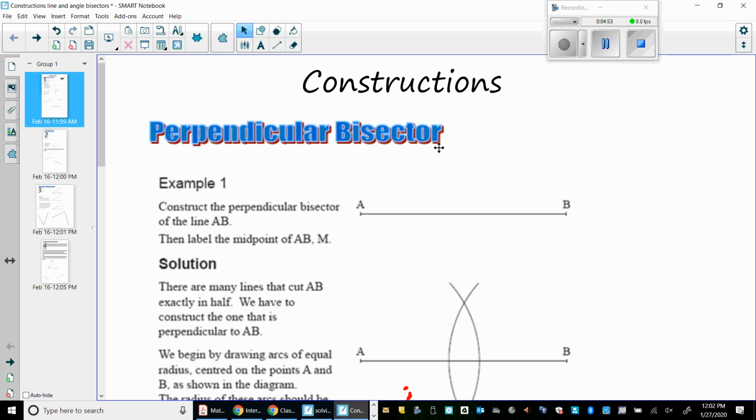Then join those 2 points up. Okay? So you've got 3 lines to practice that. So have a go at those 3 lines you would practice.